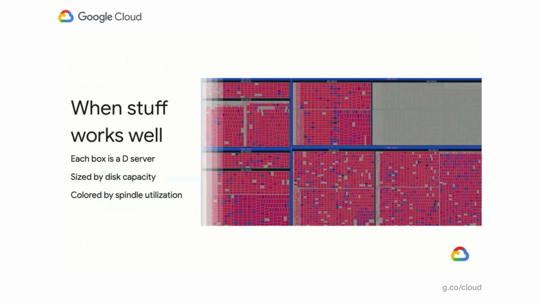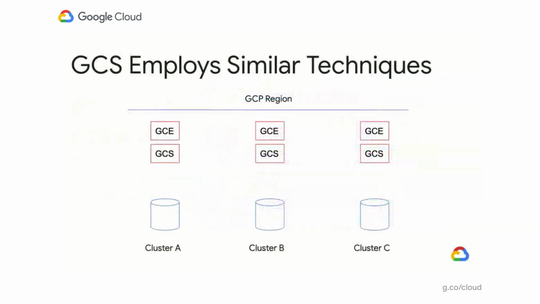When it looks like this, we're really happy. Basically, the whole cluster is really busy. That's why it's looking all red like that. So we're getting all the value out of our disk spindles. Sure, there's some darker colors sprinkled in there, but it turns out those are D servers that are down for maintenance or being decommissioned. So that's Colossus in a nutshell.